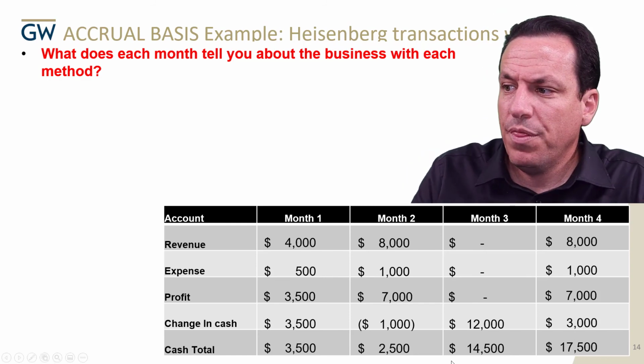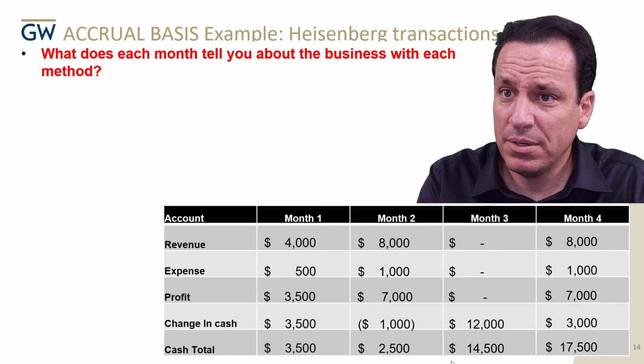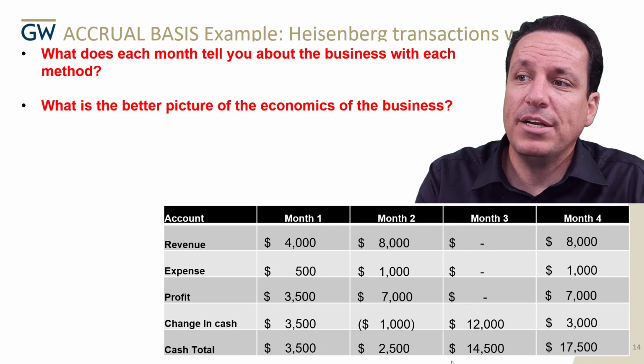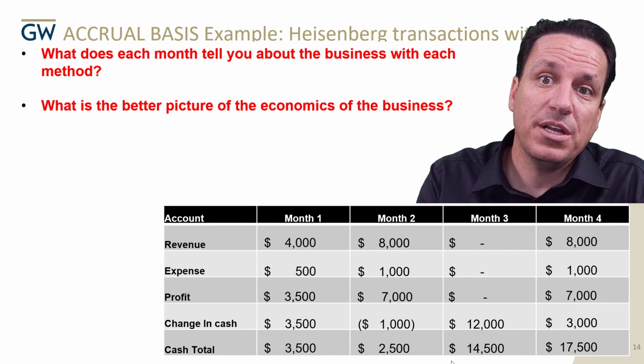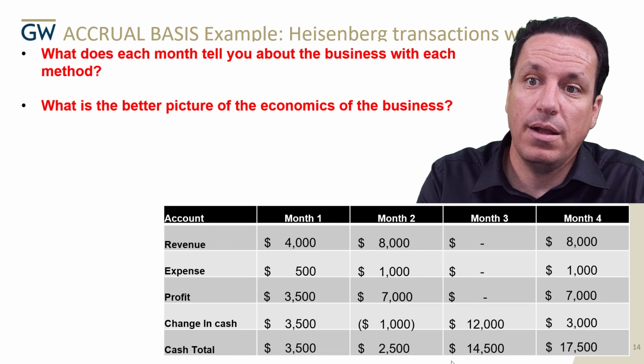That enables us to look at month 3 and say, what the heck happened? Heisenberg, get off your butt, get to work. Make something happen. Come on. Which is a better picture of the economics of the business, right? Which is the better picture of what's going on with the actions? It's pretty clear. Accrual accounting is the better picture of what the economics are of the business.